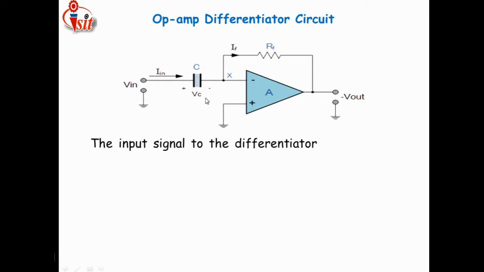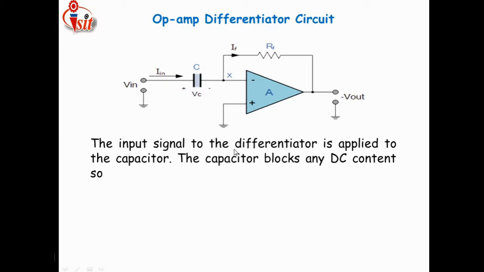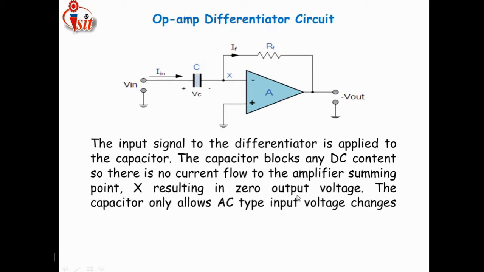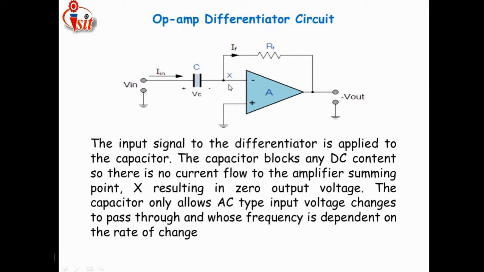Then along with this, what happens in an op-amp differentiator circuit? Just see, the input signal to the differentiator is applied to the capacitor. We know the capacitor blocks any DC content, so there is no current flow from the amplifier summing point, that is the X node, towards the output stage. Then what about the resulting output voltage? The resulting output voltage is 0.